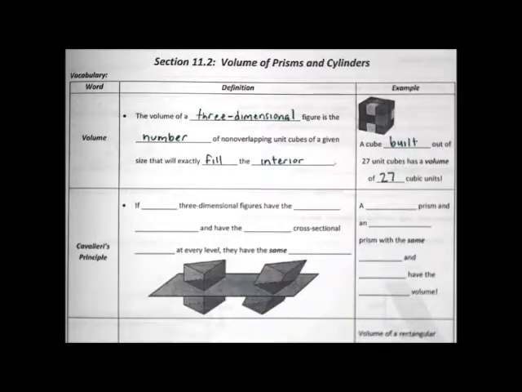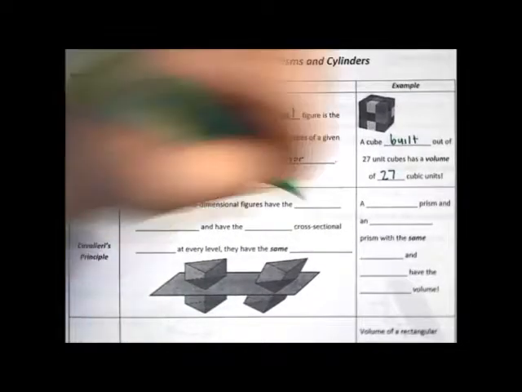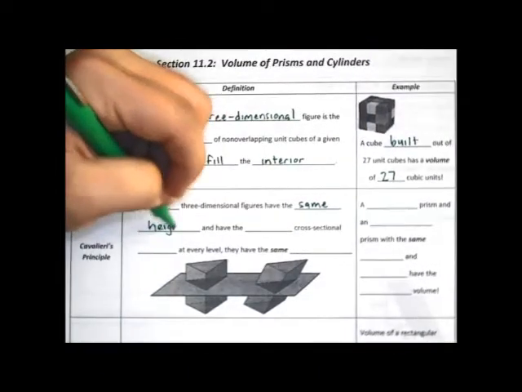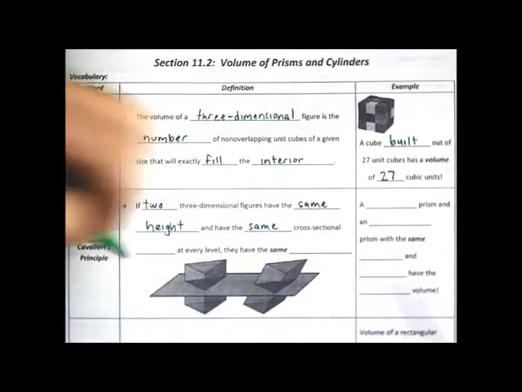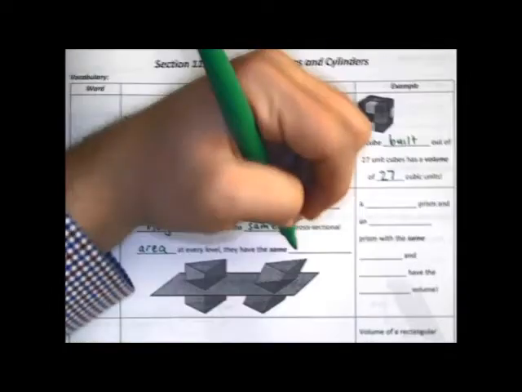Now this next box, Cavalieri's Principle, it's a big name. I don't want you to worry too much about it. It's not super important that you know what it is, but just that you know that it always works. So if two three-dimensional figures have the same height and have the same cross-sectional area at every level, then they have the same volume.